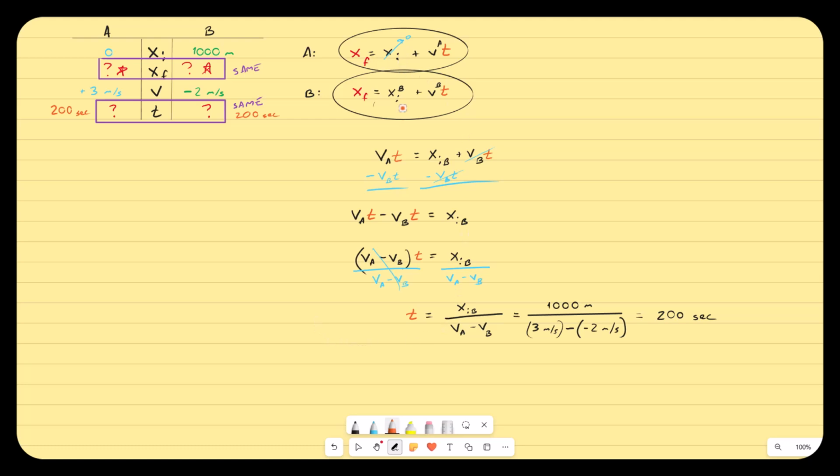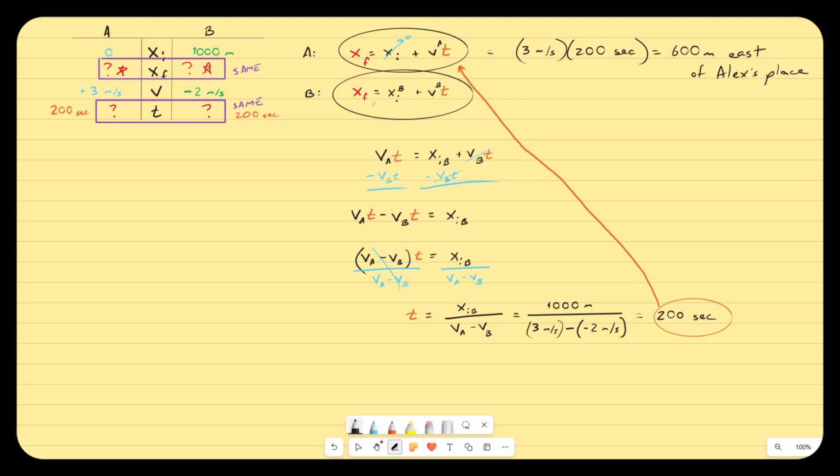I can plug that into either of these equations. The top equation is just a little bit simpler, so I'm going to do that. I'm going to take my 200 seconds and plug it in for t up here. When I do that, I get v Alex, which is 3 meters per second, times 200 seconds equals 600 meters east of Alex's place. That's a pursuit problem.